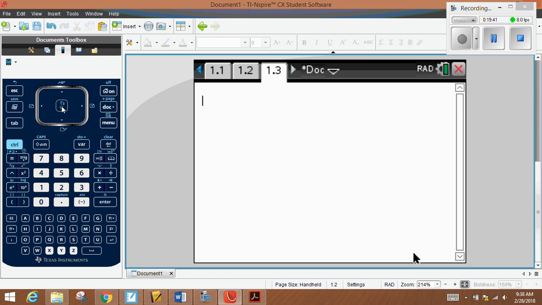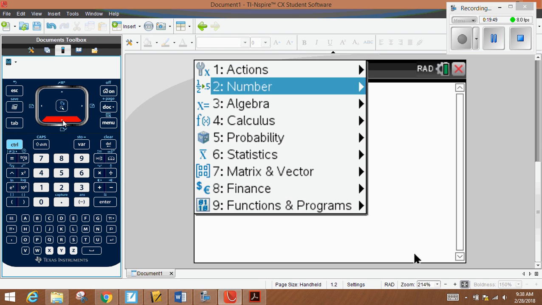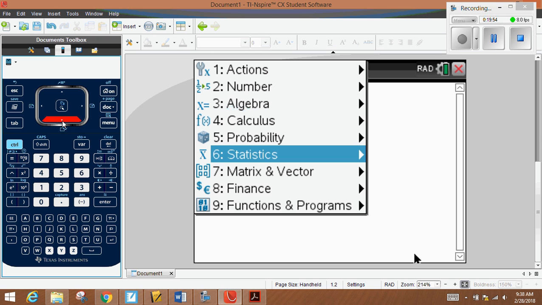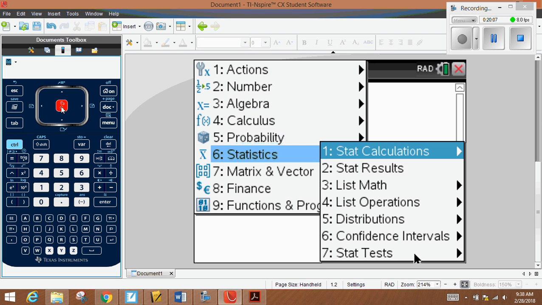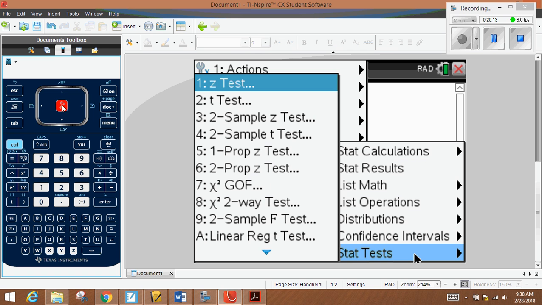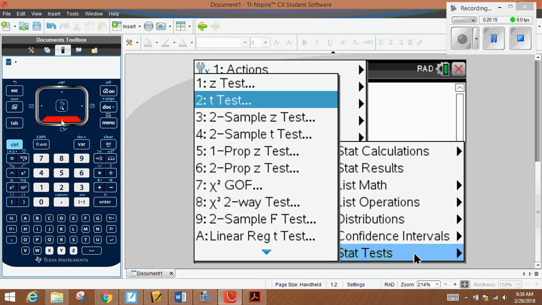All right, on this calculator page, we will carry out our test. So I will hit menu, statistics. Do follow along. Okay, there I have inserted the calculator page. Menu, statistics. We need to go to stat tests. What test do we need? It is just a t-test. That's it. We go to t-test.